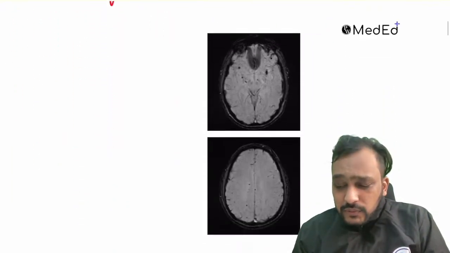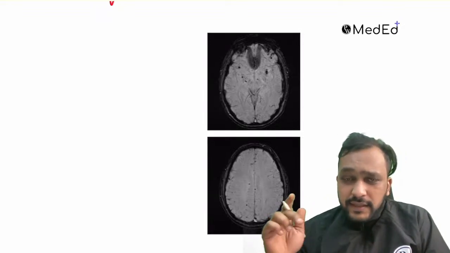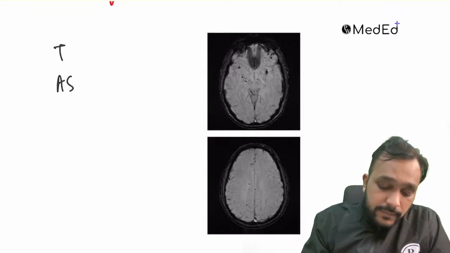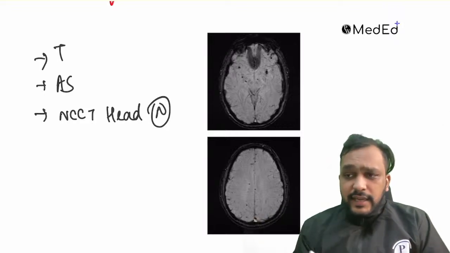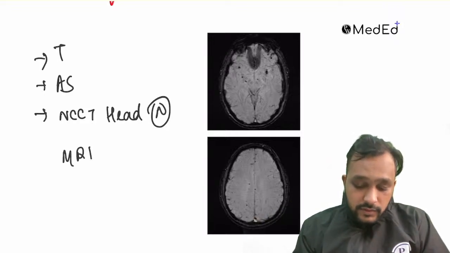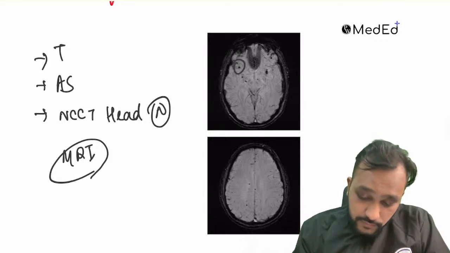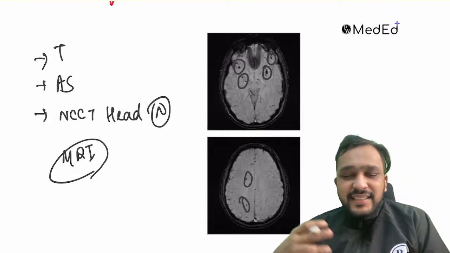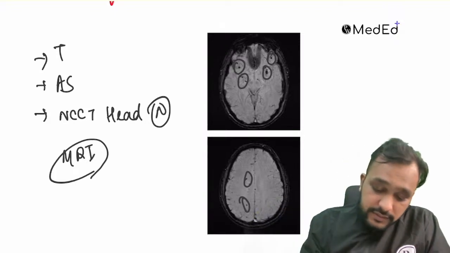So I will just try to give you the clinical history behind this image. The patient has a history of trauma, right? The patient has an altered sensorium, and NCCT head was absolutely normal in this patient. Then after that, an MRI brain was done, and within the MRI brain we can see foci of blooming black dots. It means that there are a few hemorrhages, and they are predominantly seen at the gray white matter junction. So guys, what is your diagnosis for this case?